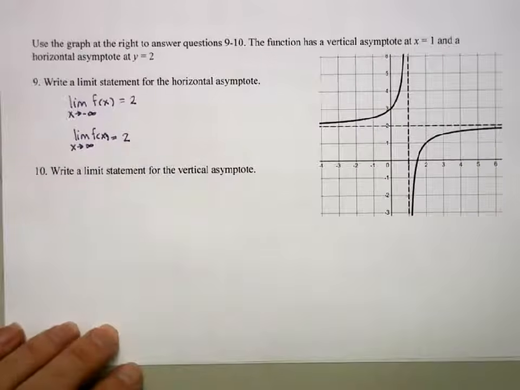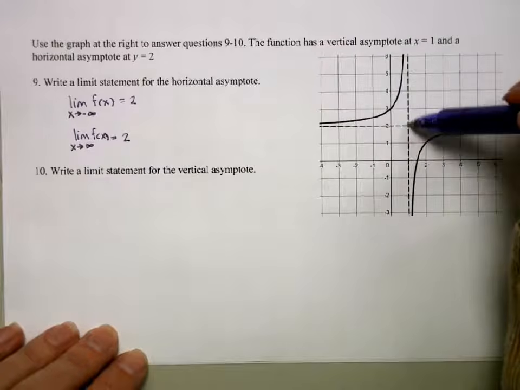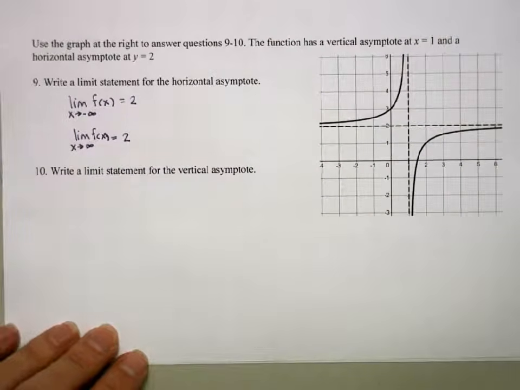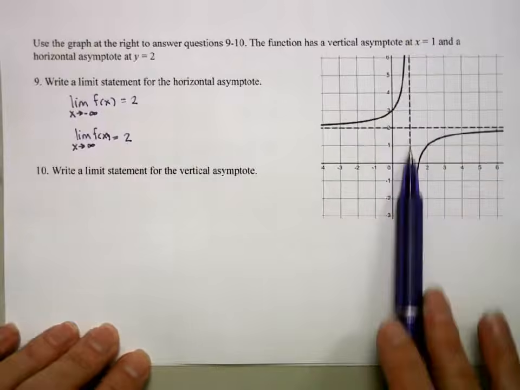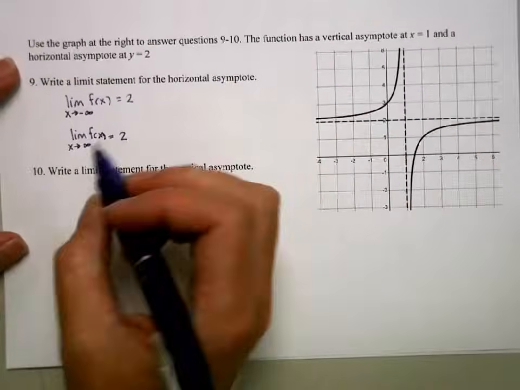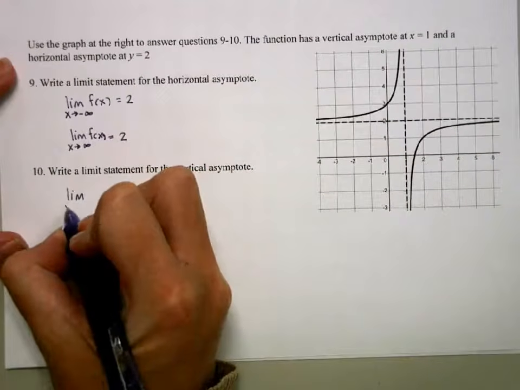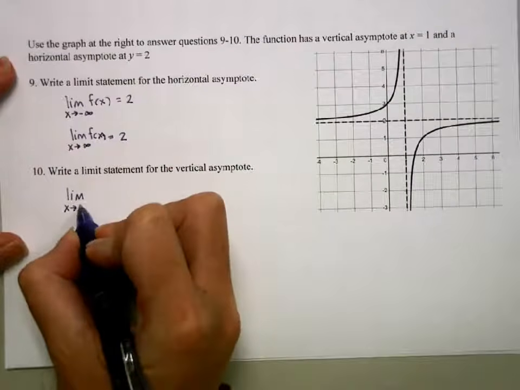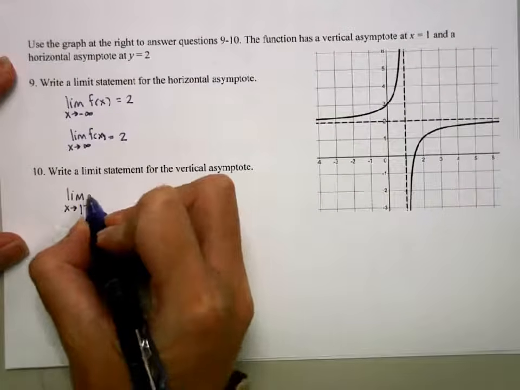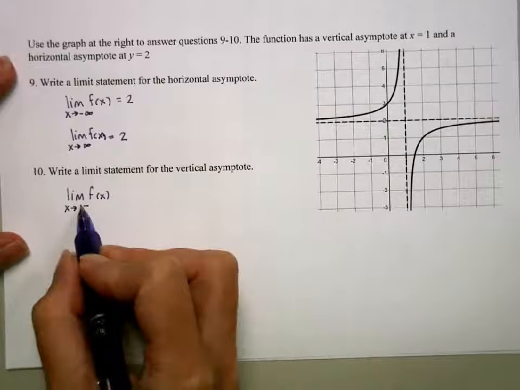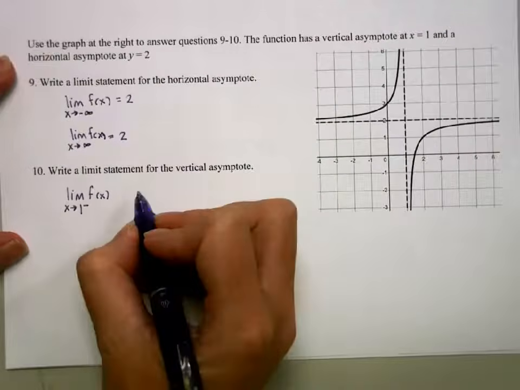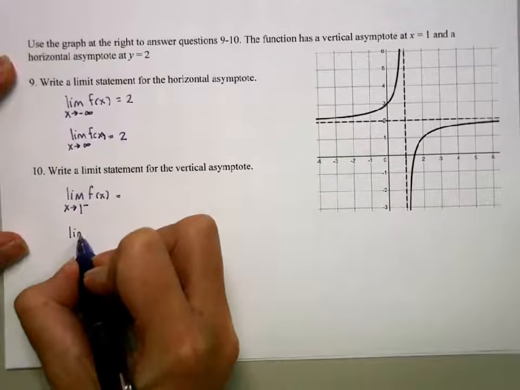For the vertical asymptote, we're not going to infinity, we're going to 1 in this case. So I'm going to look at the limit as x approaches 1 from the negative side. So we put a little minus sign there to indicate that. And we're going to do the same thing. We're going to go to 1 from the positive side.